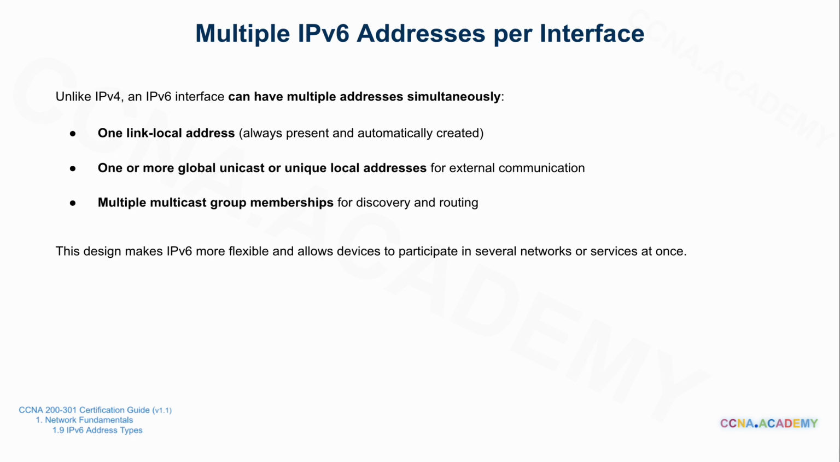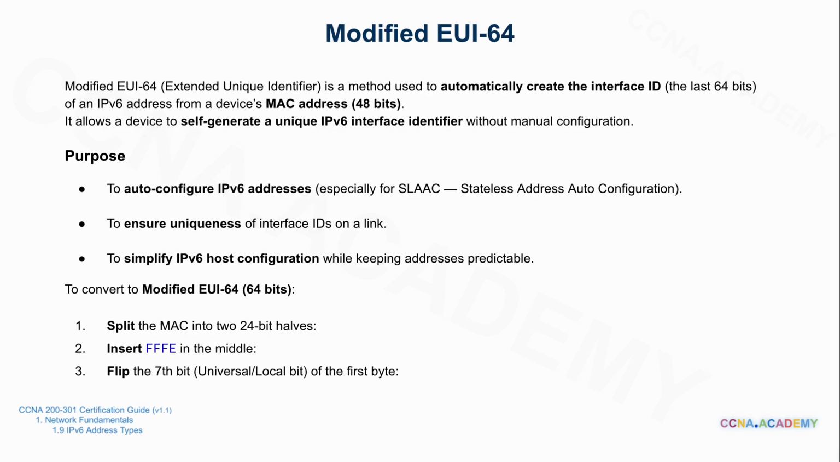Unlike IPv4, an IPv6 interface can have multiple addresses at once. Each interface always has one link local address, automatically created, one or more global or unique local addresses for external communication, and several multicast memberships for discovery and routing. This design gives IPv6 flexibility. A single interface can talk to local devices, the internet, and multicast groups all at the same time.